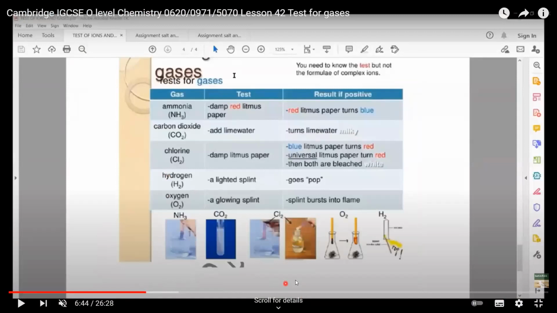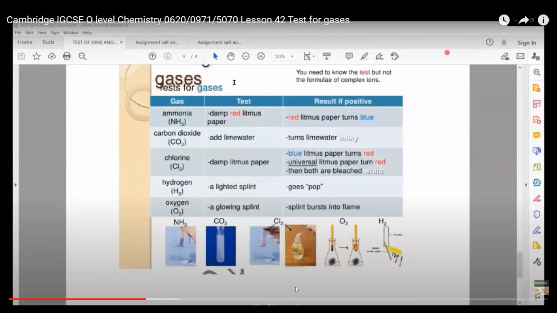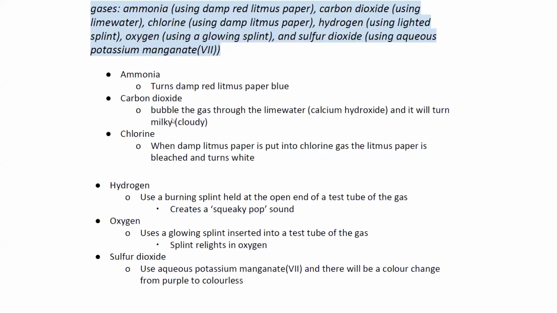Is this part clear? The tests for the gases. These are the tests you have to learn. Ammonia: damp red litmus turned blue. Carbon dioxide: lime water turned milky. Chlorine: damp blue litmus turned red and then bleached. Hydrogen: lighted splint, pop sound. Oxygen: glowing splint relights. Sulfur dioxide: potassium manganate turns from purple to colorless.